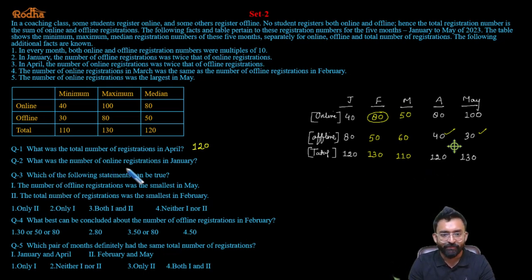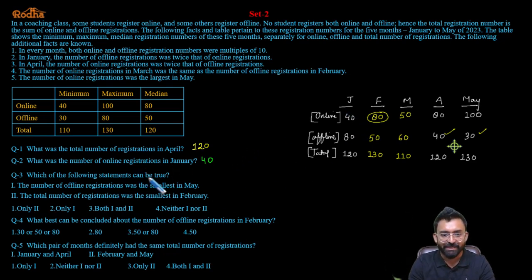व्हाट वाज द नंबर ऑफ ऑनलाइन रजिस्ट्रेशन इन जनवरी? जनवरी में ऑनलाइन रजिस्ट्रेशन कितना है? ऑनलाइन है ऑफलाइन है? लेट्स कंप्लीटली कंफर्म. ऑनलाइन रजिस्ट्रेशन इन 40. फाइन. ऑनलाइन रजिस्ट्रेशन इन जनवरी, दिस इज 40.